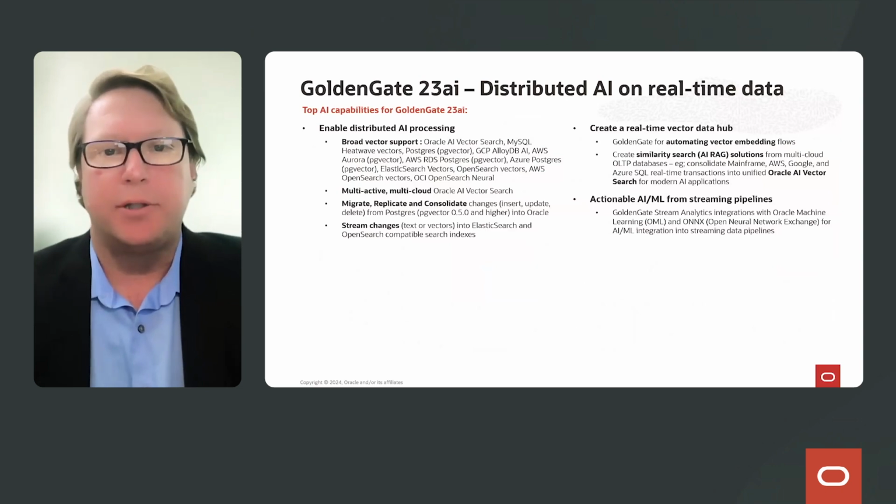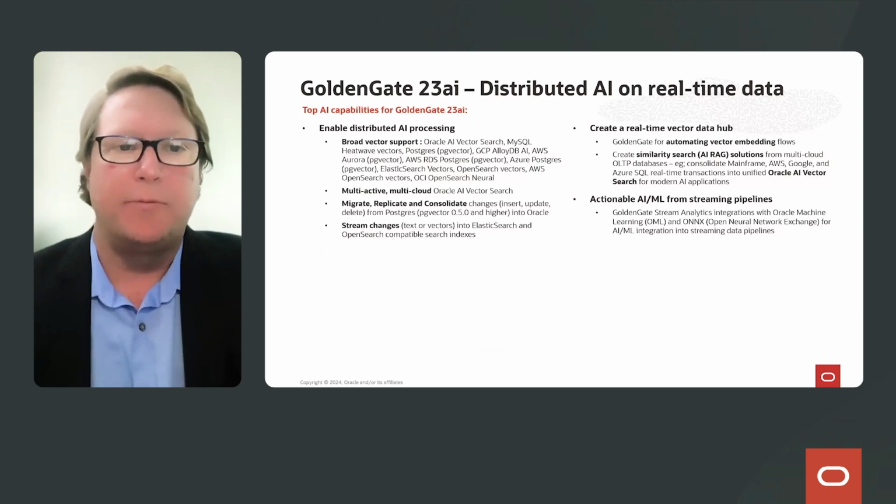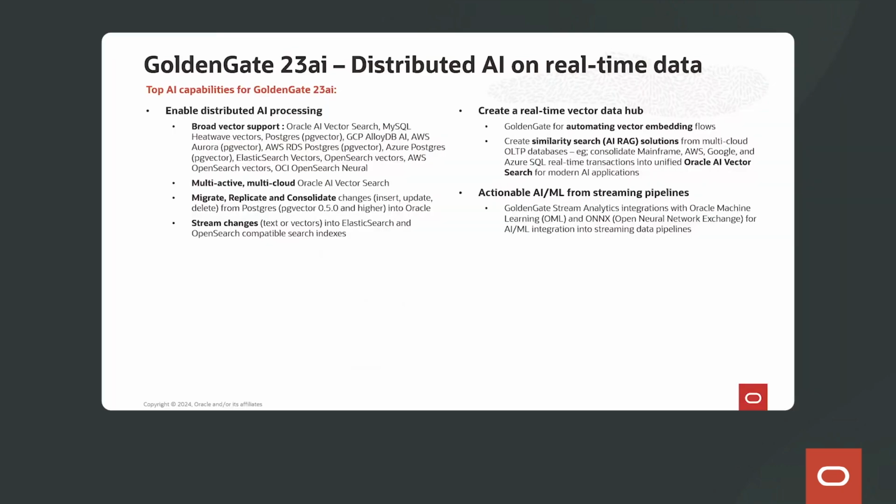So there's a couple things here. GoldenGate can be used to enable distributed AI processing. And the reason I say this is because we can support so many different types of vector data types within these different databases. So whether you're running MySQL or you've got your vector databases in AWS, Postgres, OCI OpenSearch, neural networks, we can all plug into them and pull data out of those and replicate it around. Again, it's just a data type, so GoldenGate can replicate those data types.